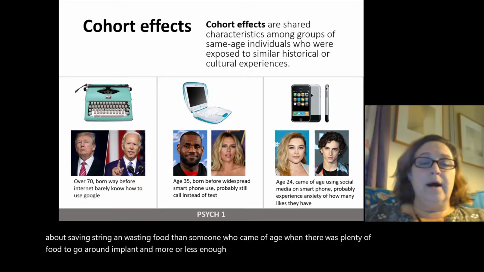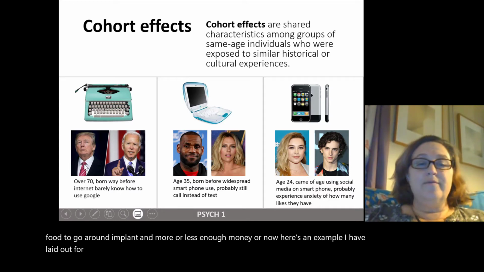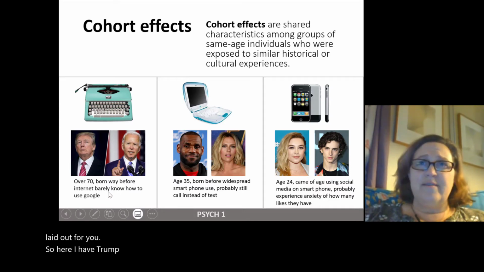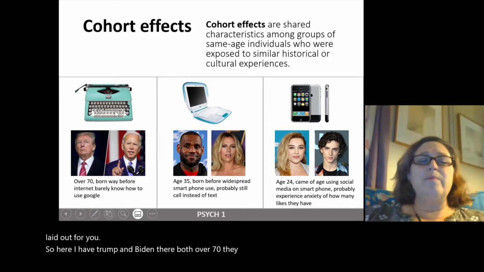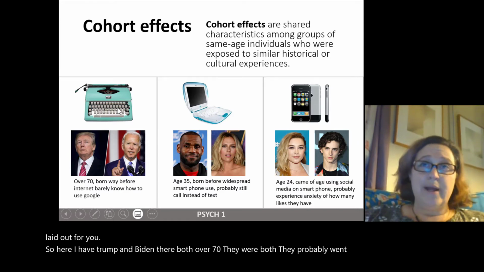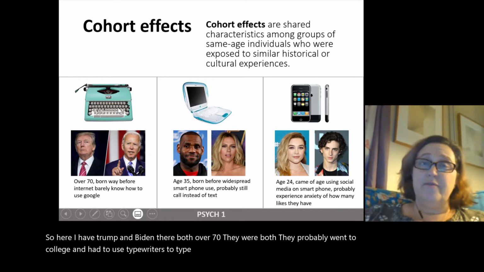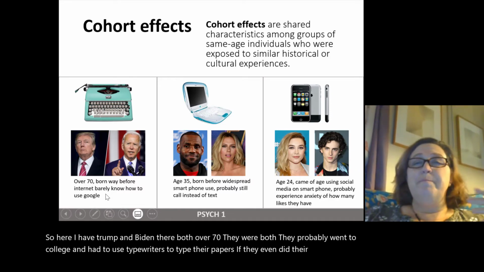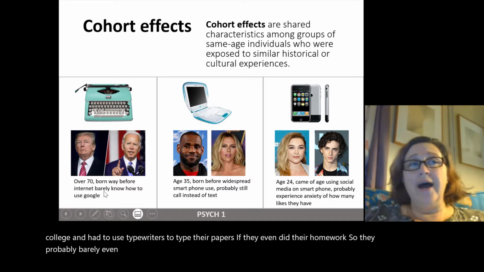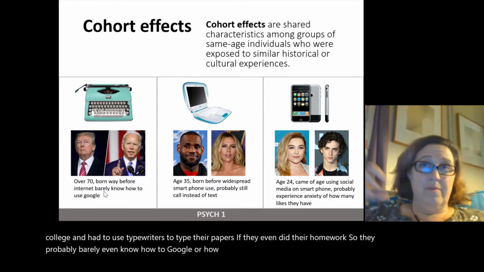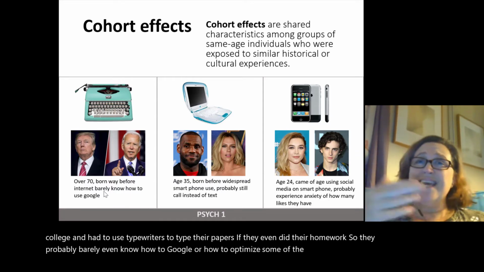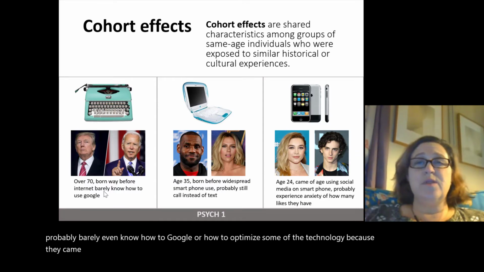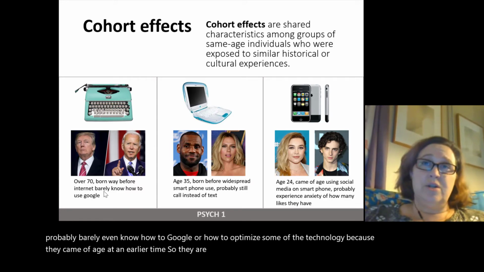Now here's an example I have laid out for you. So here I have Trump and Biden. They're both over 70. They probably went to college and had to use typewriters to type their papers, if they even did their homework. So they probably barely even know how to Google or how to optimize some of the technology because they came of age at an earlier time, so they're considered non-digital natives. They're not native to a digital world.